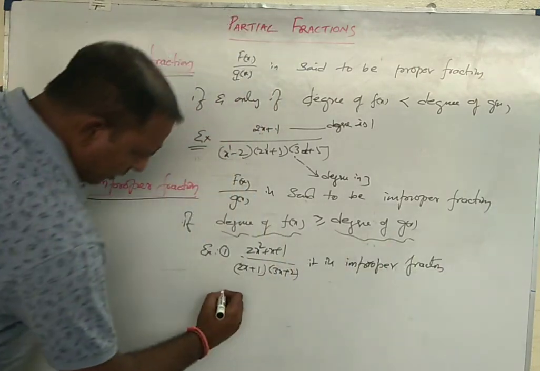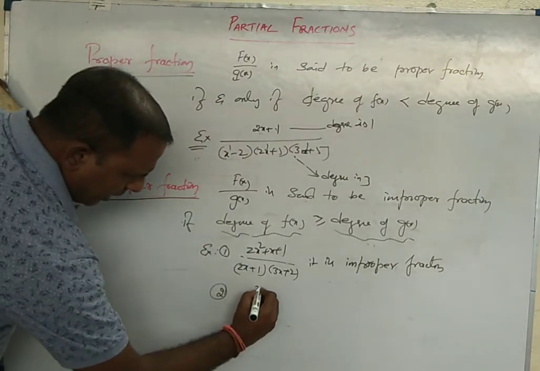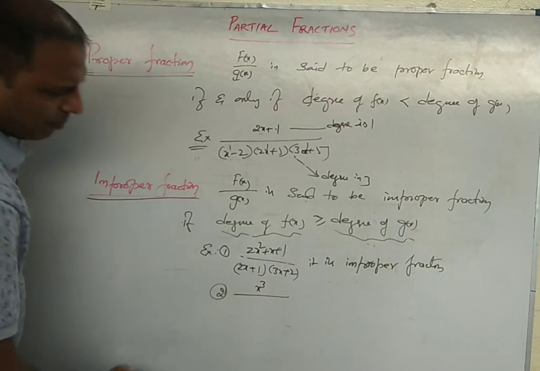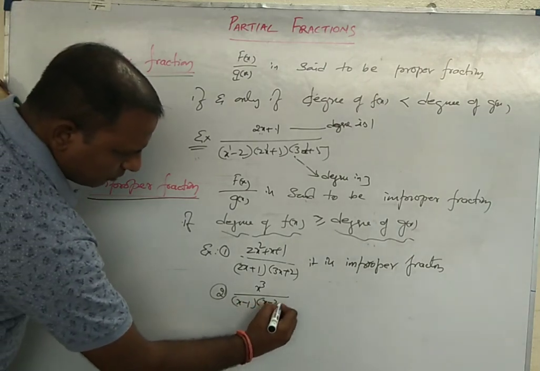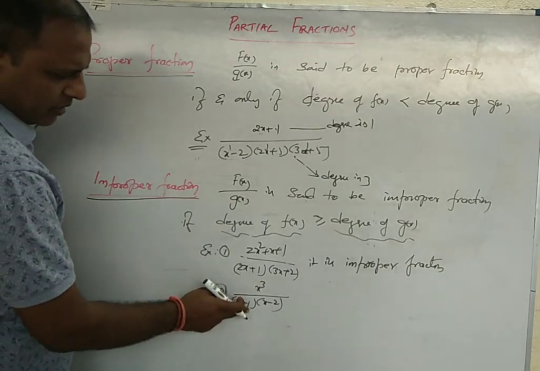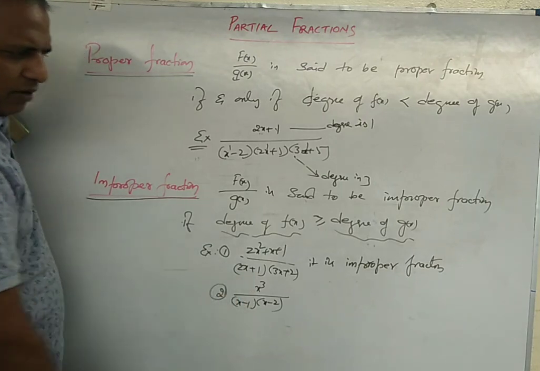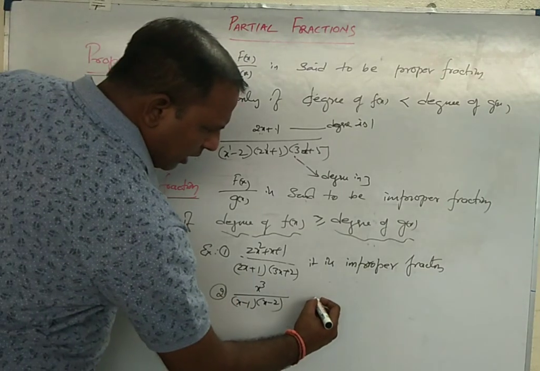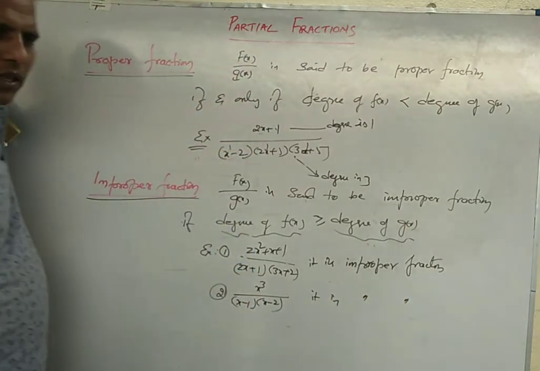Similarly, we give another example of an improper fraction. x cubed by x minus 1 into x minus 2. The degree of f of x is 3. The degree of g of x is 2. The degree of f of x is greater than the degree of g of x. Therefore, it is also an improper fraction.